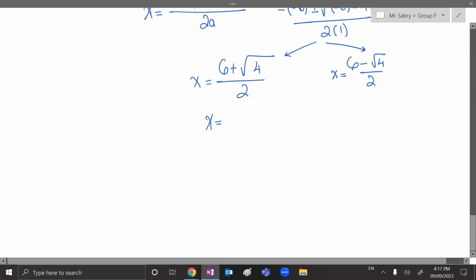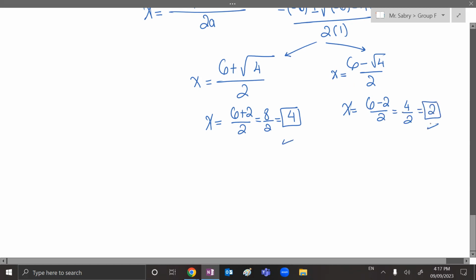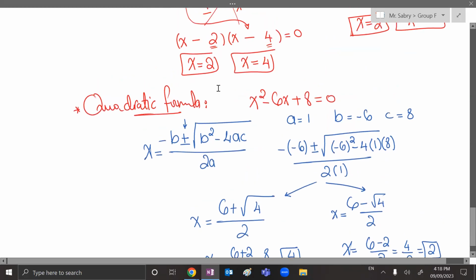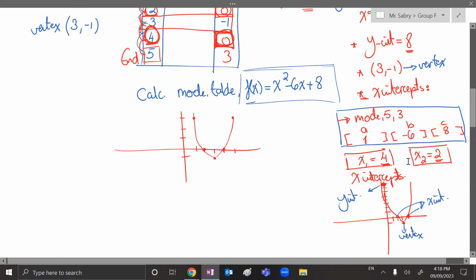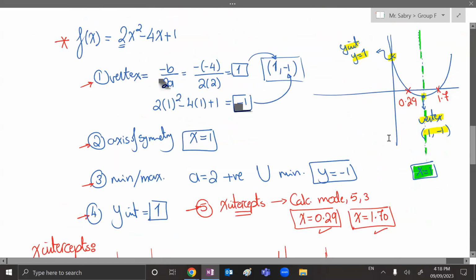So x equals 6 plus root 4, meaning 6 plus 2 over 2, meaning 8 over 2, meaning 4. That's the first one. Then x equals 6 minus root 4, which is 2, over 2, meaning 4 over 2, meaning 2. That's the second one. So the same exact x values that we got by factorization and by the mode 5.3 earlier. 2 and 4. Does that make sense? Right.